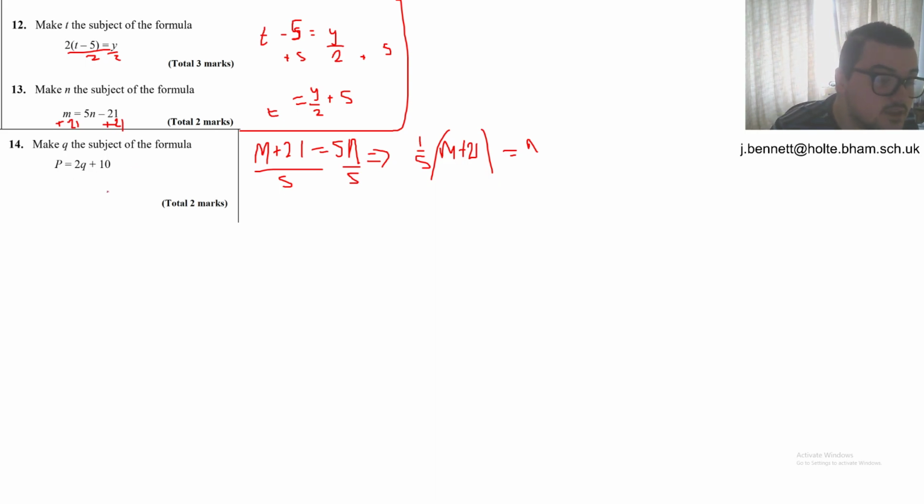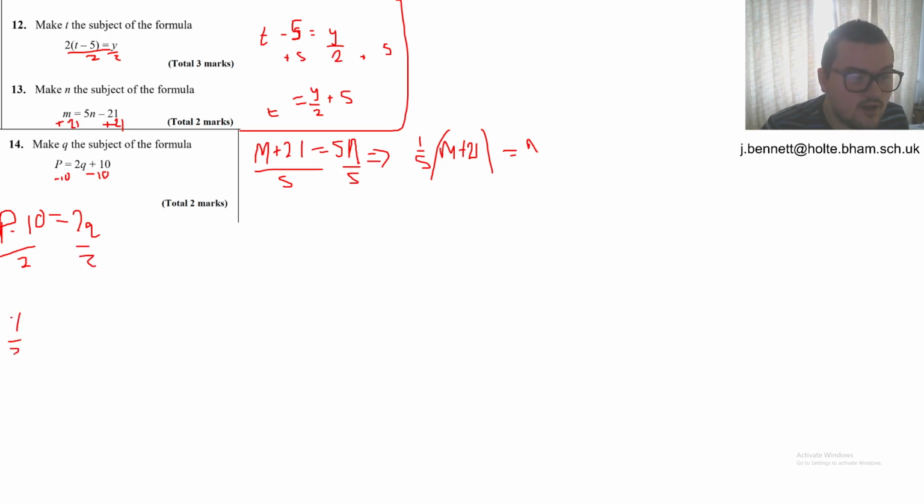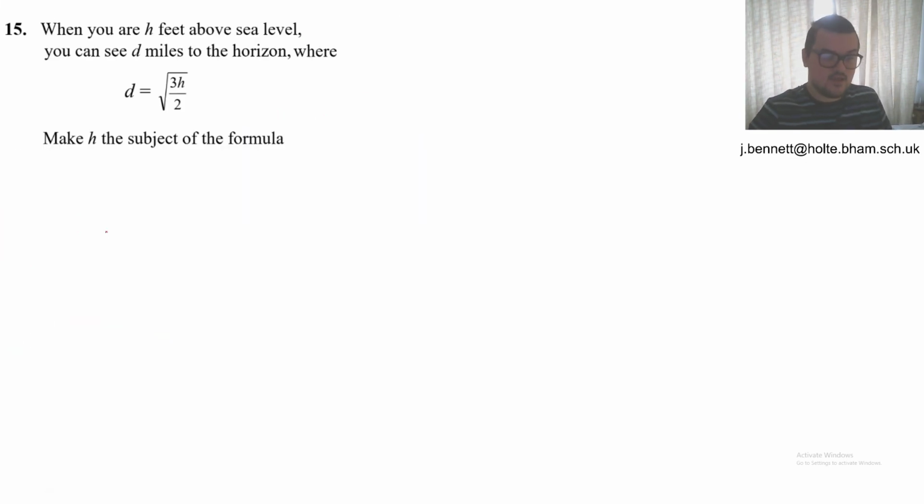The last one, make q subject of the formula. Again, this is nice and easy. We take 10 off both sides. So we get p minus 10 equals 2q, divide both sides by 2, and we get that a half of p minus 10 equals q. Next question. This one, I think this is the final one?